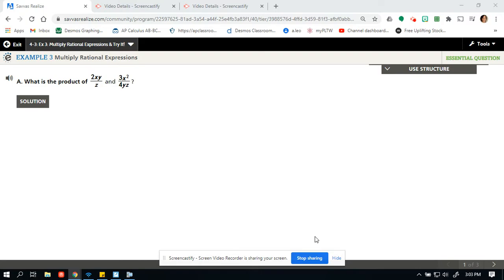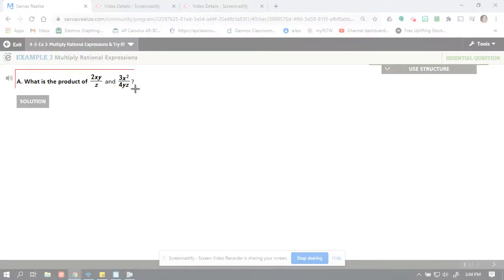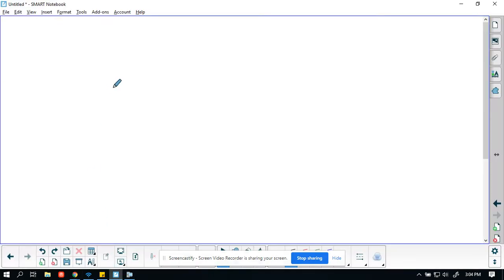We're looking at topic 4, lesson 3, example 3, multiplying rational expressions and then trying it. All right, so we're going to look at this expression: 2xy over z times 3x squared divided by 4yz. So let's grab this, take it over to my notebook, and put it in there.